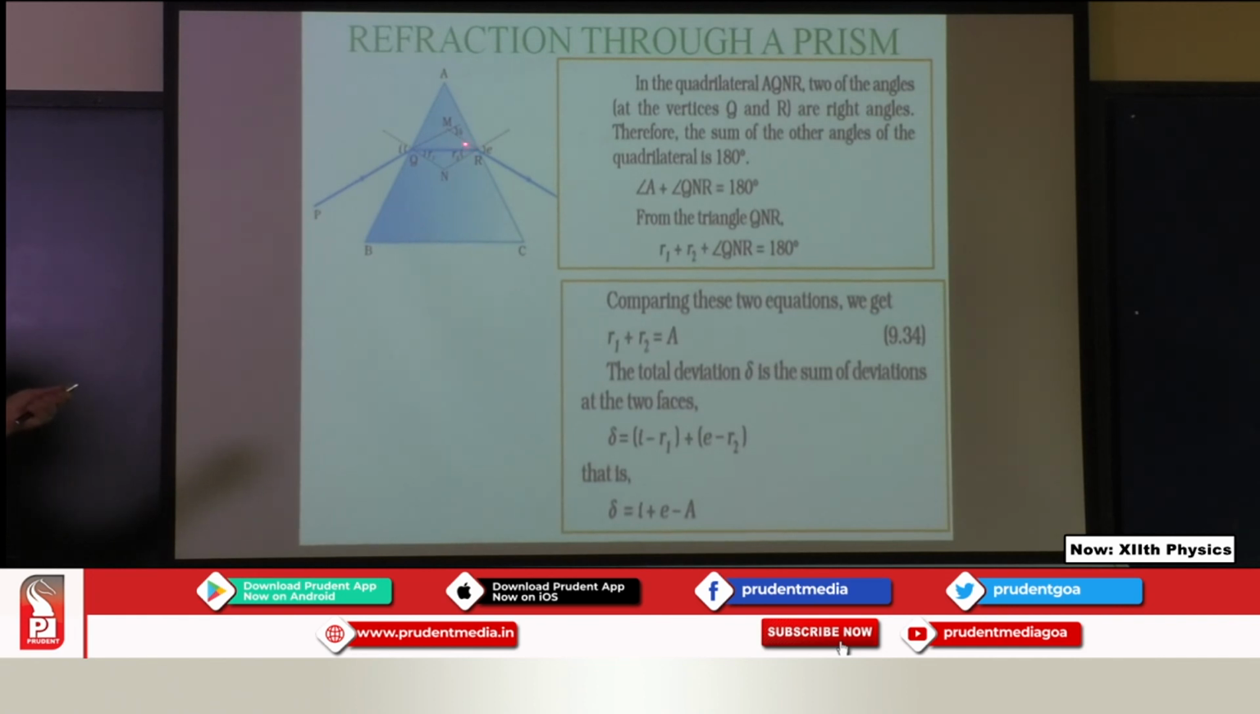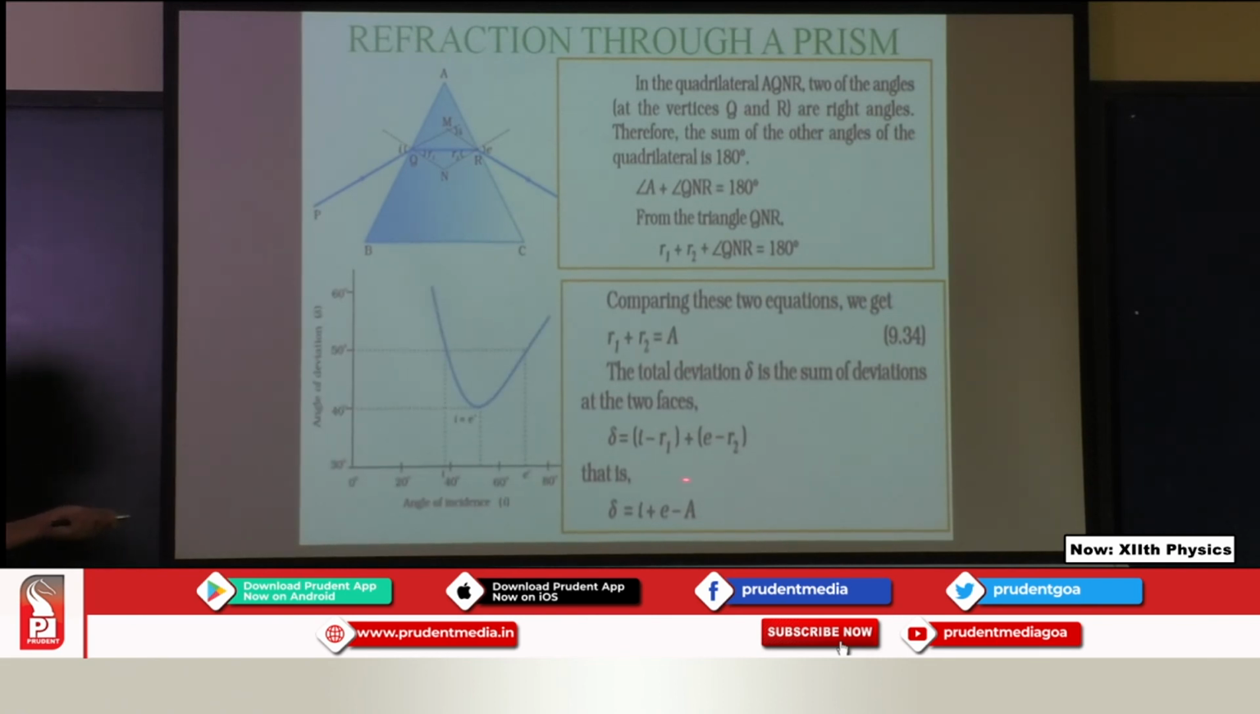So, how do I get this angle? It will be I minus R1, over here it will be E minus R2. So, doing that, I am getting this equation, and let us go ahead with some simple steps. I am getting I and E together, and I know R1 plus R2 is A, so it has been replaced by A.